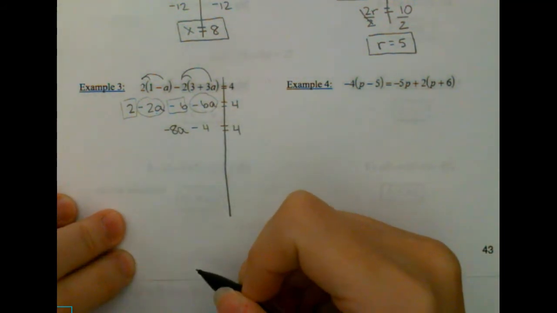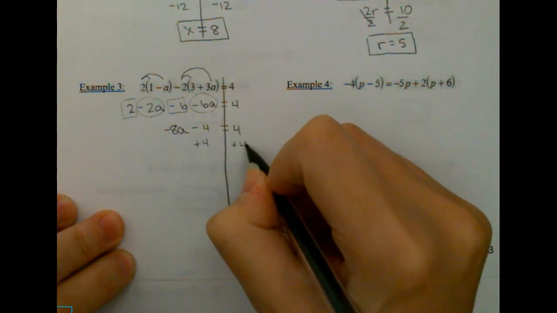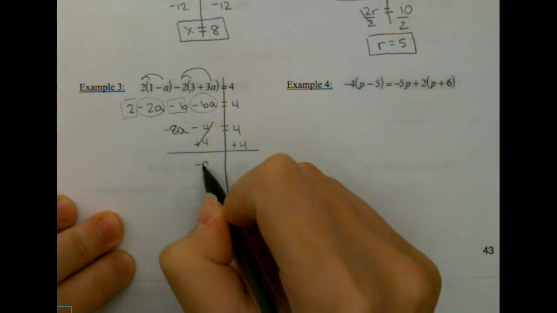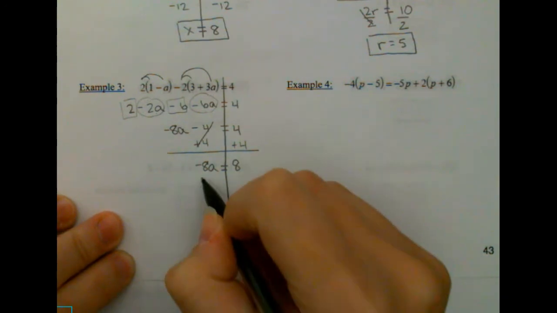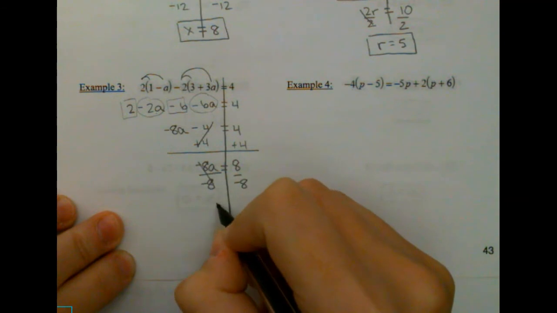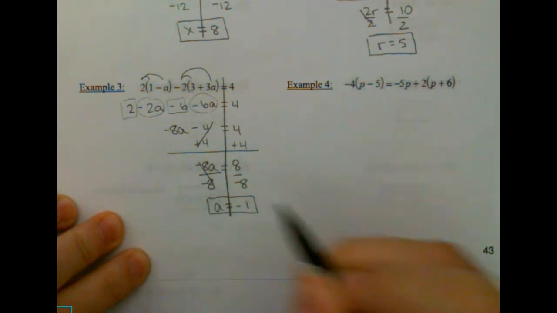Okay. Now I'm going to add the 4 over. The 4's cancel out, and I'm left with -8a equals 8. Divide both sides by -8, and I get that a equals -1. Okay.